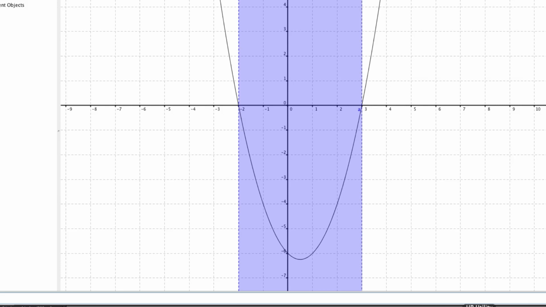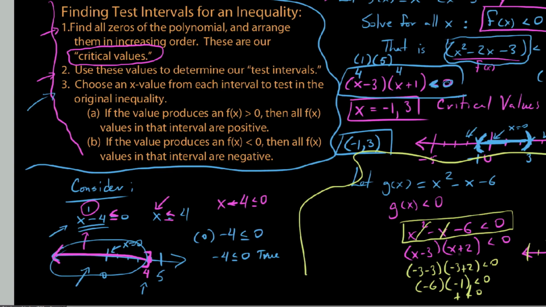So that's a quick run through of how you would find your test intervals in the first place. Find your zeros, set up your test intervals, and then plug in a point from each test interval. If it makes it true, we'll shade that interval. If it doesn't, then we won't shade it.